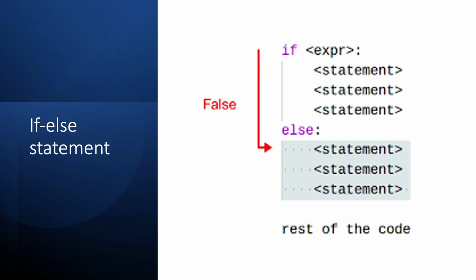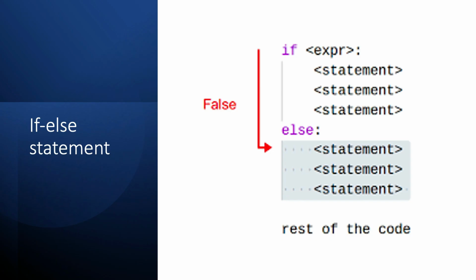This slide explains the structure and logic of an if-else statement in Python. The if-else statement is used to execute one block of code if a specified condition is true and another block of code if the condition is false. The diagram here presents the syntax and flow of an if-else statement.